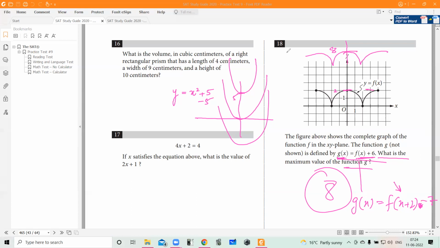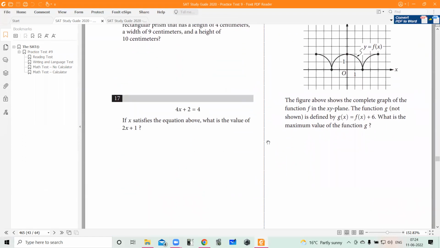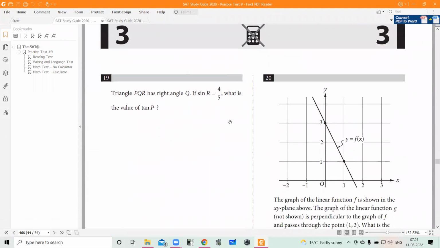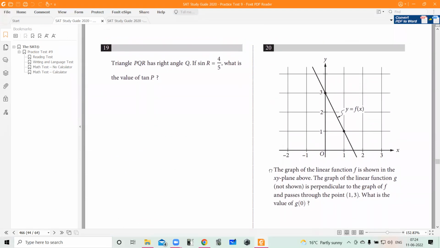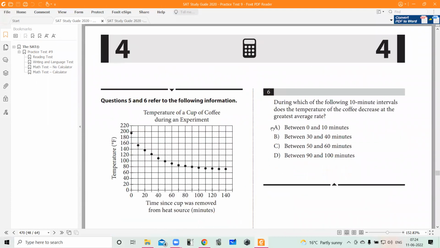Okay. So this was the no calculator portion, right? Yeah. Now let's move to the calculator portion. Are you having 19, 20? Yeah, I had some wrong. Okay. 10. Okay.